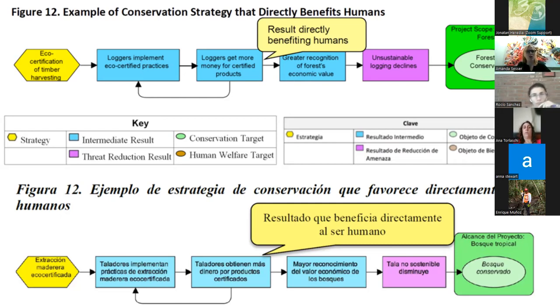So in this example, we have eco certification of timber harvesting. If we do that, then loggers are going to implement eco certified practices. And if they do that, then the loggers are going to get more money for their certified products. And there's a feedback loop there in this results chain. If loggers are getting more money for certified products, then there will be a greater recognition of the forest economic value. If there's a greater recognition of the forest economic value, then unsustainable logging will decline. And if unsustainable logging declines, the forest will be conserved.